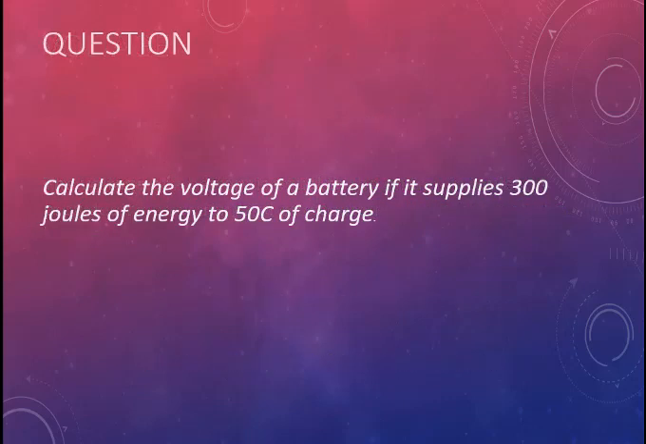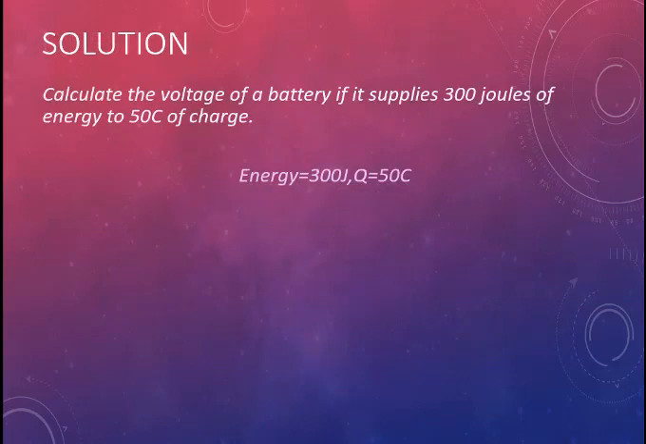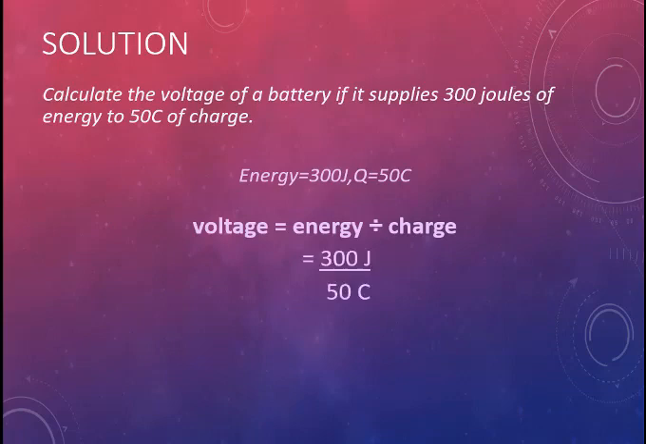Question. Calculate the voltage of a battery if it supplies 300 joules of energy to 50 coulombs of charge. The solution: energy equals 300 joules while the charge is 50 coulombs. And the formula is voltage equals energy divided by charge. Here we have 300 joules divided by 50 coulombs, and the final answer is 6 volts, which means 6 volts is the battery voltage.